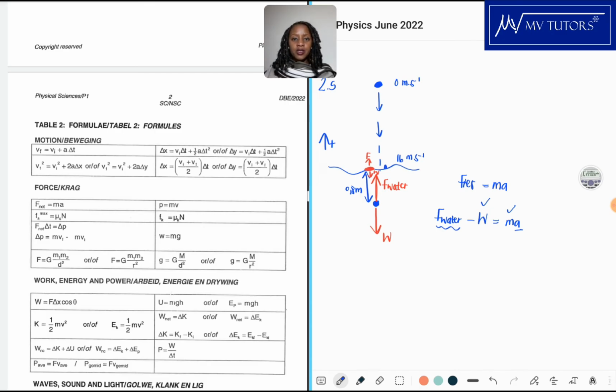So the initial velocity is 0 meters per second. Then it reaches its maximum velocity when it reaches the surface of the water, which is 16 meters per second. But do you realize that as it sinks, as it goes down, the speed decreases until it reaches this point where it is 0 meters per second, until it goes back up again.